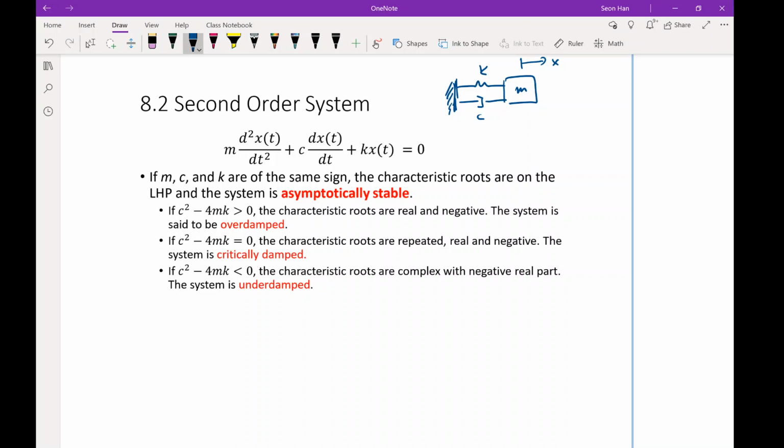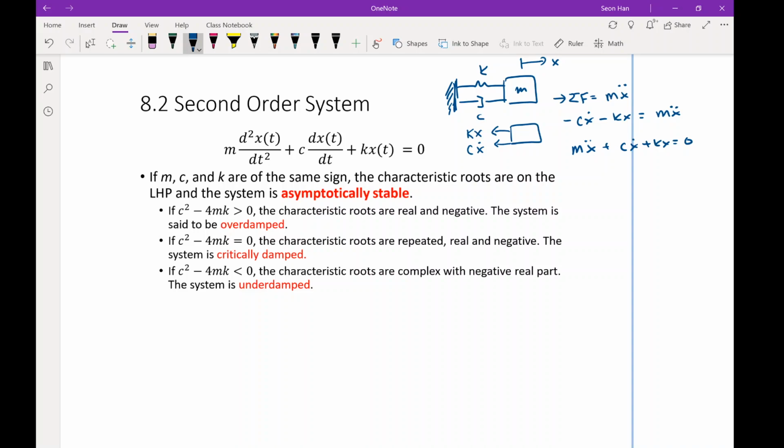So let's try. The free body diagram will look like this. You have to assume positive displacement. That means the spring has to pull back by K times X. Same thing for the C: it has to exert a force proportional to the velocity, in the opposite direction of the positive velocity. When you sum the forces to the right, you have minus C X dot minus K X equals M X double dot. So you have M X double dot plus C X dot plus K X equals 0. That's the equation of motion for a second order system.